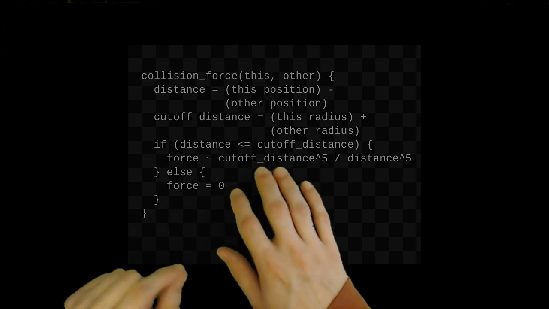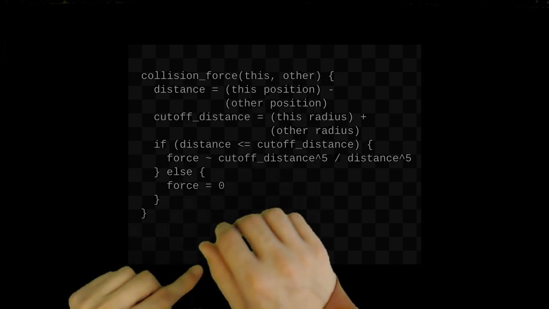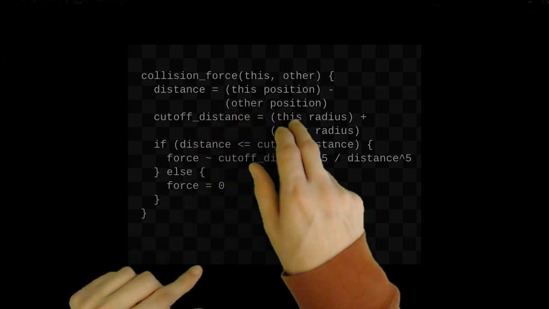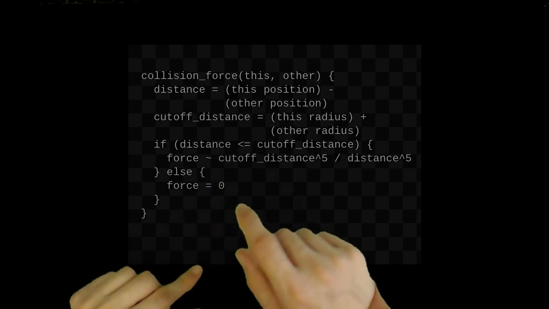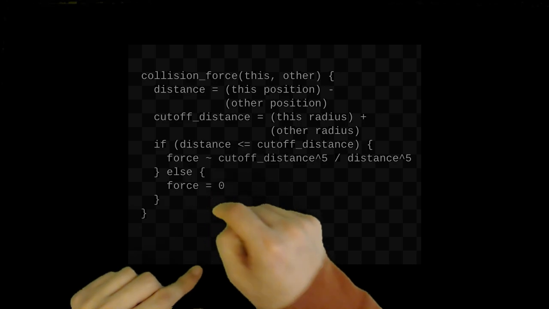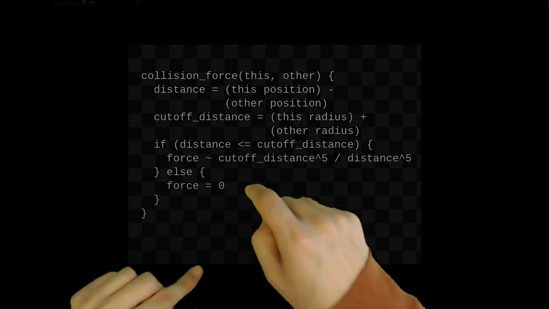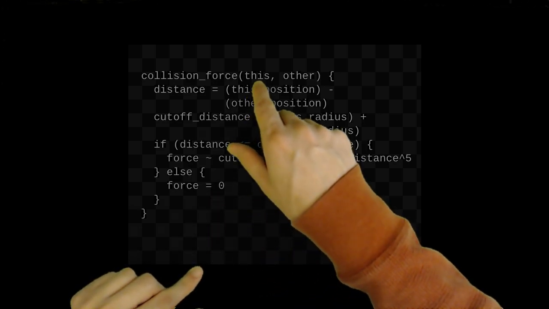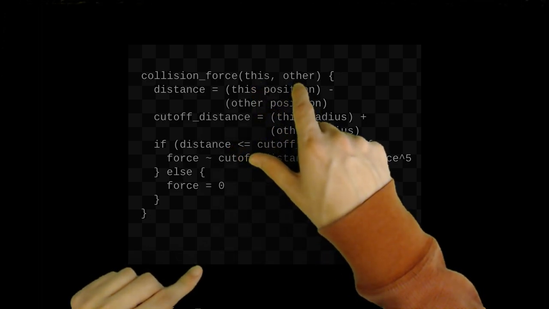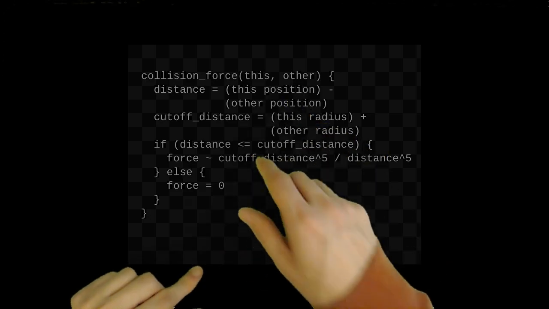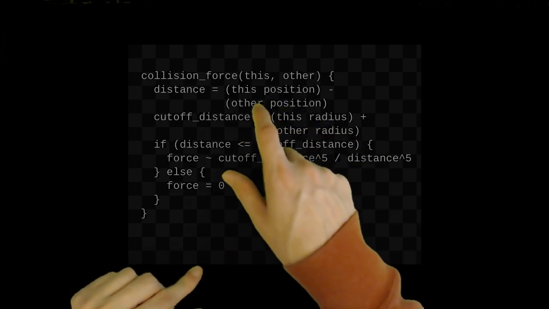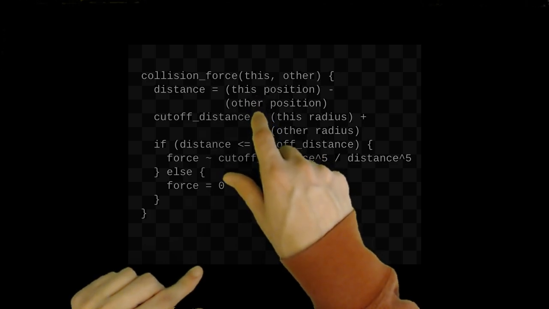There is one thing that I'd like to bring attention to here, and that is the this position minus the other position bit. The way this works is that each object, when it's time to calculate its own force, plugs its own position into the this parameter and the other position into the other parameter. So for the right ball, it's going to be the right position minus the left. And for the left ball, it's going to be the left position minus the right.